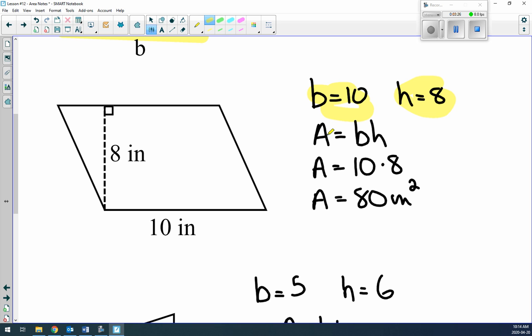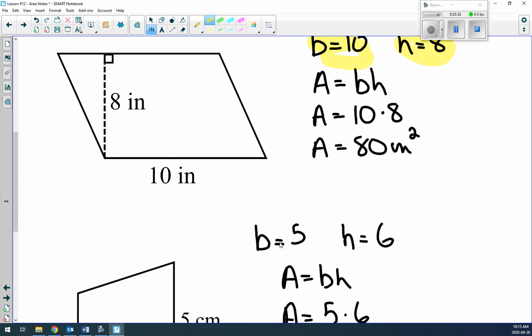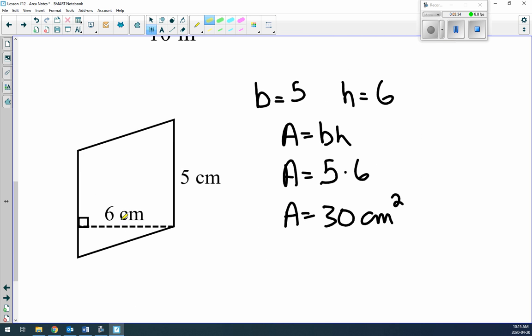And then we take the formula, area equals base times height, and you just take 10 times 8, or 80 inches squared. Really quite simple. Don't forget your units. All right. Oh, it's on its side.